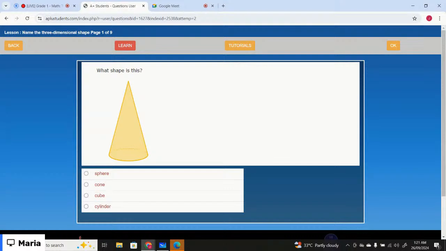Okay, what shape is this? Which is the correct option? Cone it is, right? The shape has a vertex and a circular base. So that is a cone. The correct option is cone.